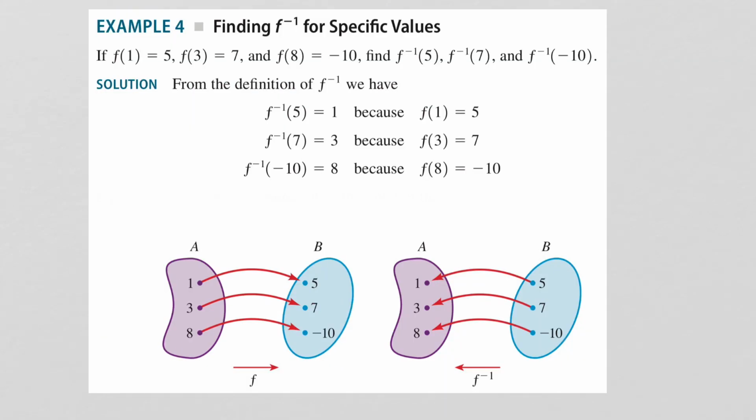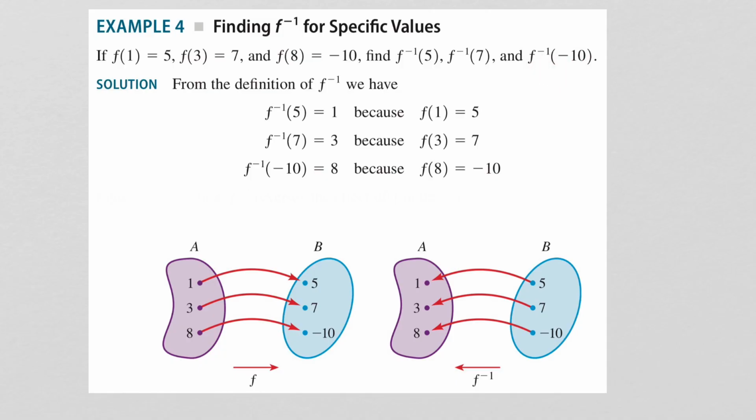So in the next example, we would like to find f inverse for specific values. And notice the way I said this. I said f inverse. I didn't say f -1, right? We call this the inverse of f. So if we know that f of 1 equals 5, so here's a picture of that. f of 3 is equal to 7, here's a picture of that. And f of 8 is equal to -10, then let's find f inverse of 5, f inverse of 7, and f inverse of -10.